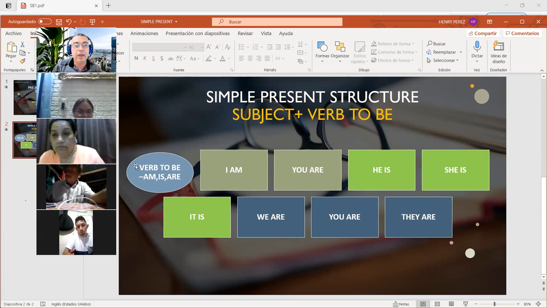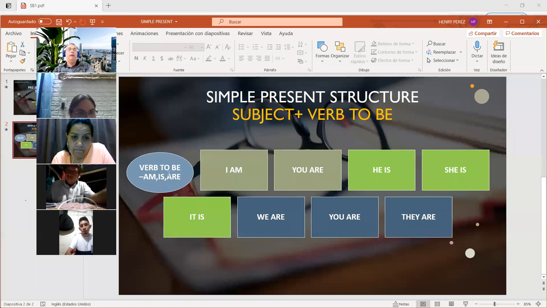How many verbs to be are there? ¿Cuántos verbs to be hay? In simple? Three, right? Am, is, and are, right? All right. Verb to be. Very good.